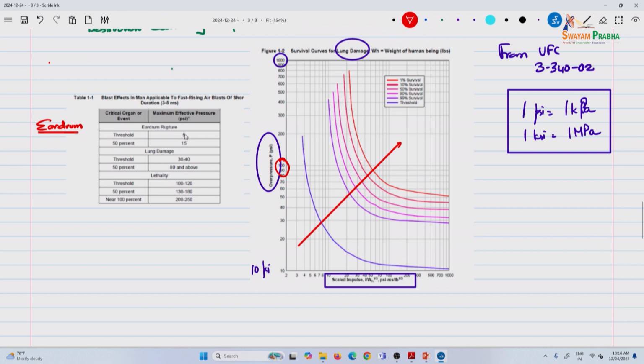Threshold, this is in humans, for air blast of short durations. So notice this is 3 to 5 milliseconds. Pressures can also last up to 20, 30, 40 milliseconds. That's where the impulse comes in.